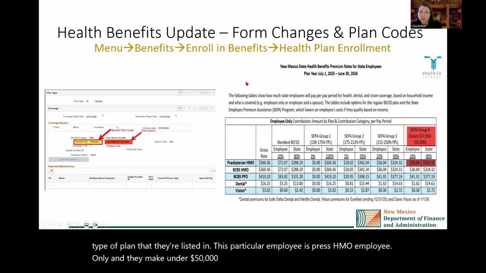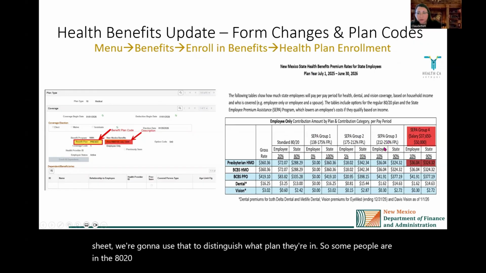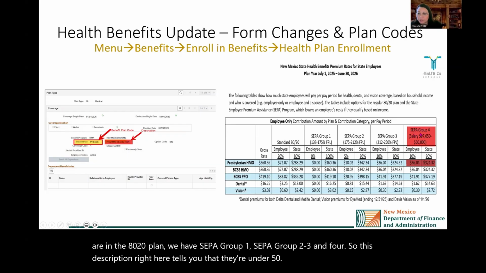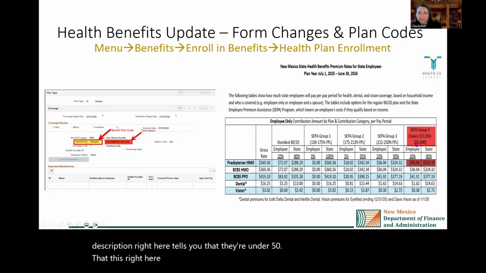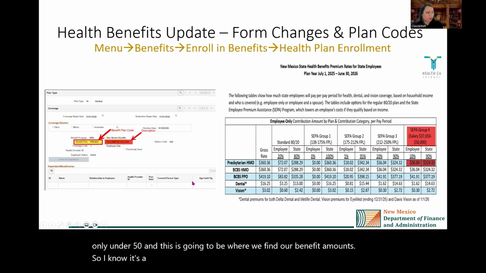So when we go to the state health plan benefit sheet, we're going to use that to distinguish what plan they're in. So some people are in the 80/20 plan. We have SEPA Group 1, SEPA Group 2, 3, and 4. So this description right here tells you that they're under 50. That this right here, SEPA 4, under 50, would indicate that this is an employee only under 50. And this is going to be where we find our benefit amounts. So I know it's a lot of information. So if you guys have questions, please feel free to reach out to myself.